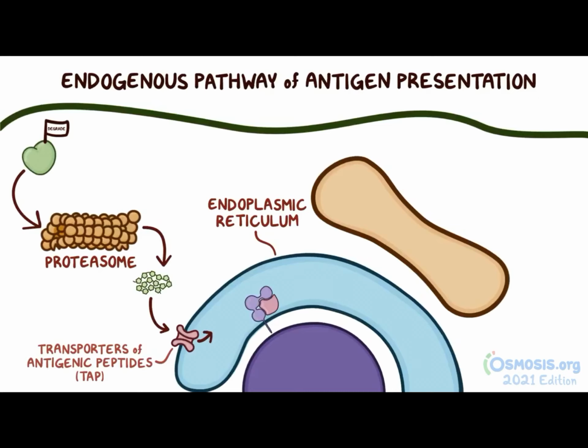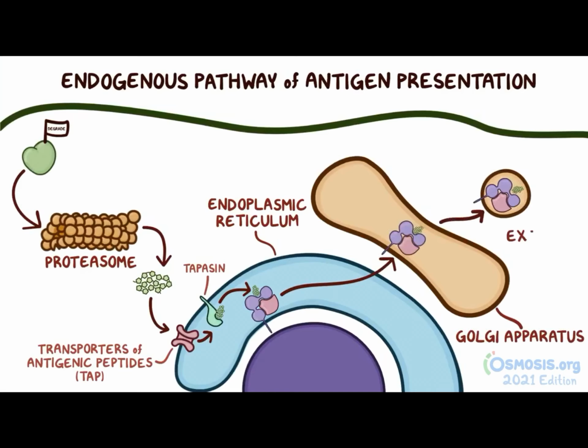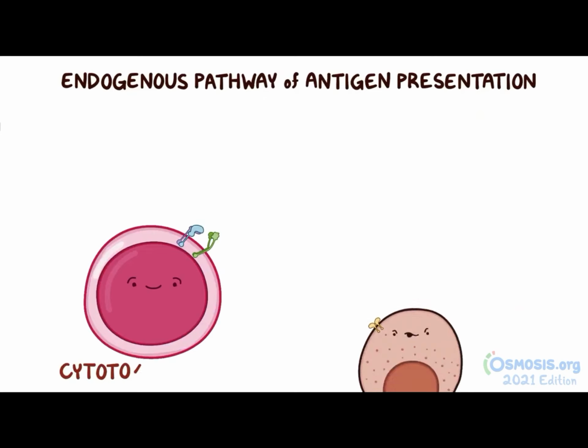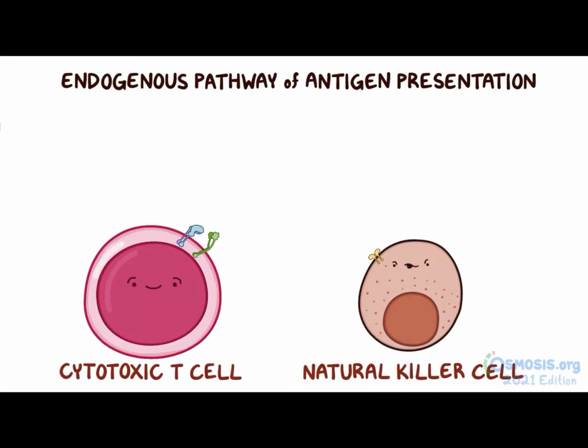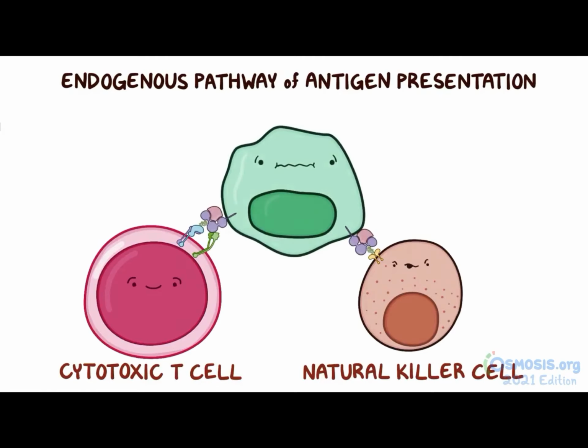The TAP proteins load the short peptide chains onto the peptide groove of the MHC class I molecule using a molecule called tapasin. The MHC class I molecule and peptide then go from the endoplasmic reticulum through the Golgi apparatus and into an exocytic vesicle bound for the cell surface. Circulating cytotoxic T cells as well as natural killer cells, which are innate immune cells that can directly kill target cells, can then interact with the MHC class I molecule and the antigen. If no recognition happens, then the cell lives. But if these immune cells do recognize the peptide that's being presented as foreign, then the cell gets attacked.